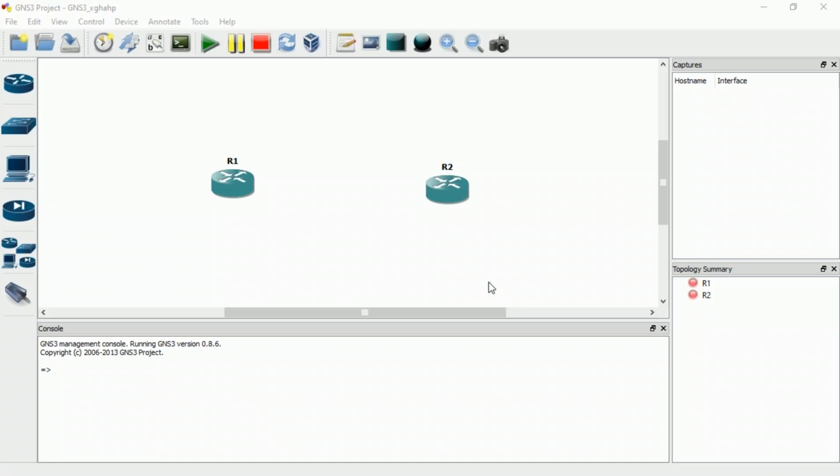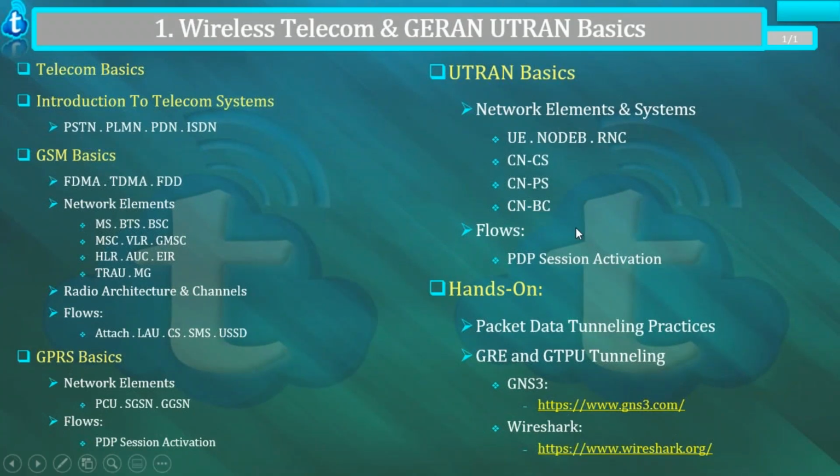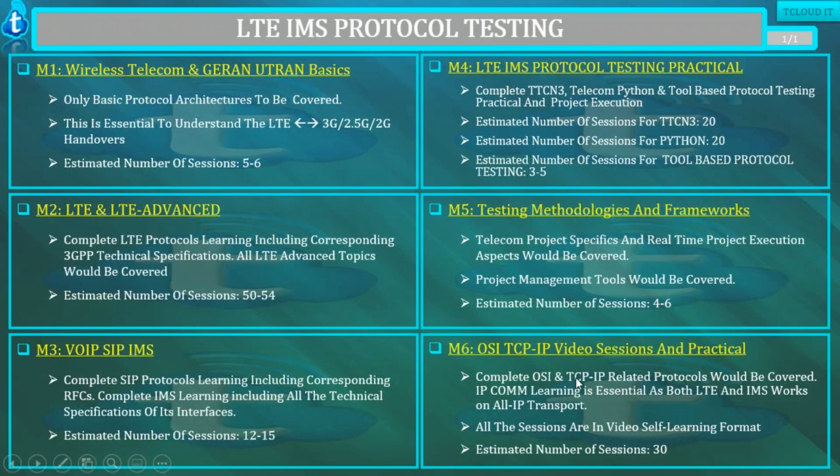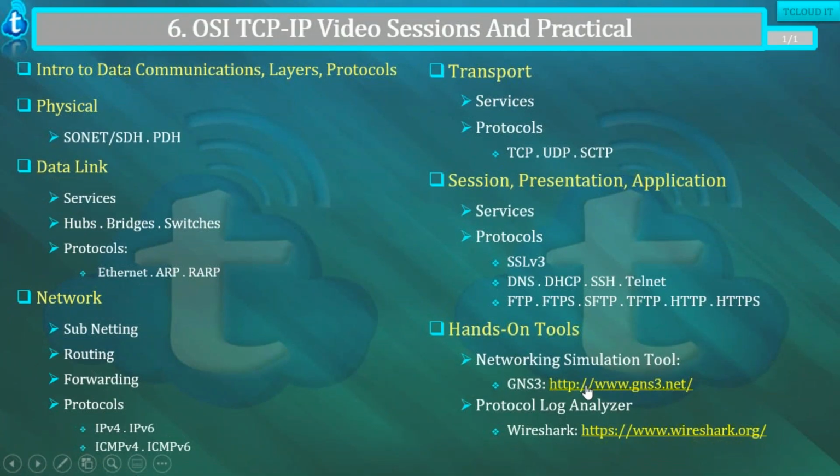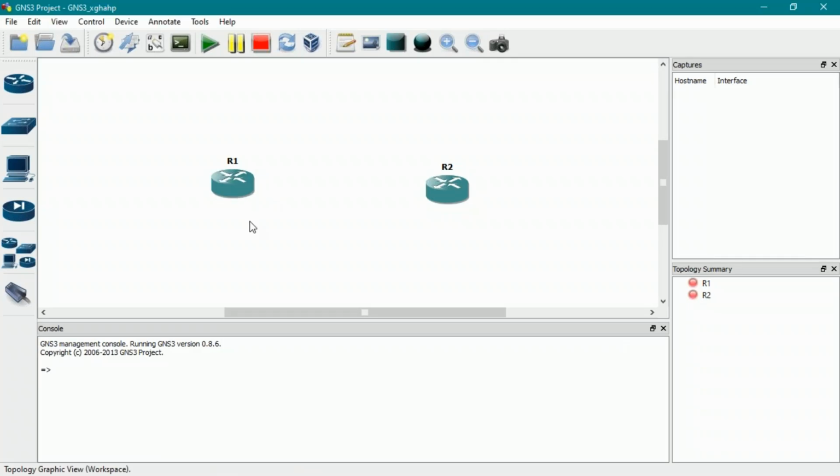If I show you these modules once again, in the first module we use this tool called GNS3 and Wireshark. We also will use it in our sixth module, the OSI part. We use GNS3 and Wireshark. So I'm showing you the tool.